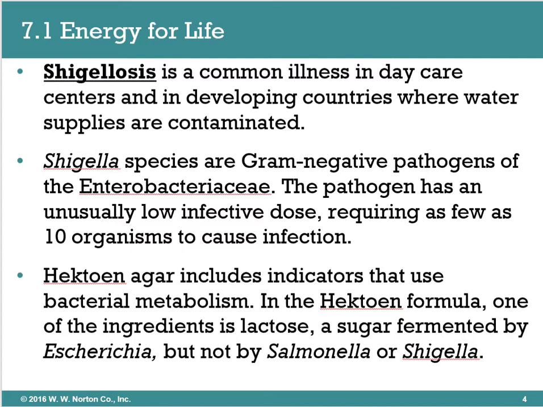But there is an agar that specifically indicates how it metabolizes. Within that agar, there is an ingredient called lactose. And with that, a lot of species will ferment that sugar. Shigella and Salmonella actually don't ferment it, whereas E. coli does. So based on how they metabolize, we can use that to our advantage to identify certain bacteria.